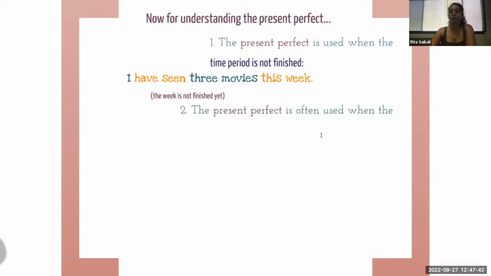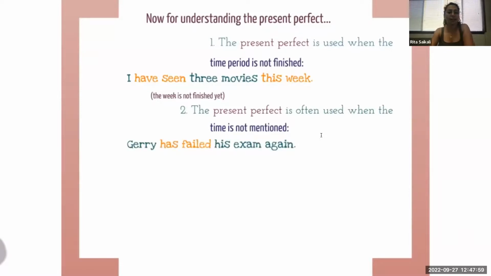Two, the present perfect is often used when the time is not mentioned. Again, because the time is not important, so we don't care when it really happened. Gary has failed his exam again. We don't know what time Gary failed his exam. We don't know what date he failed his exam. We just know that he has failed it.